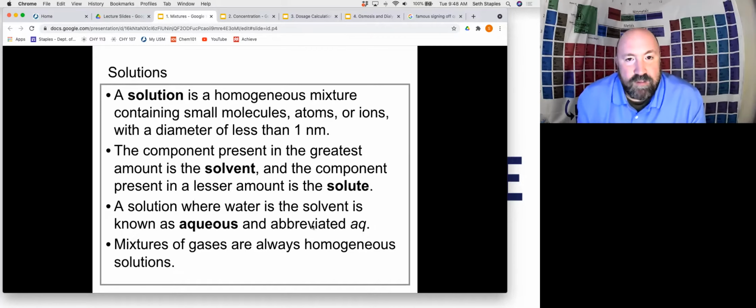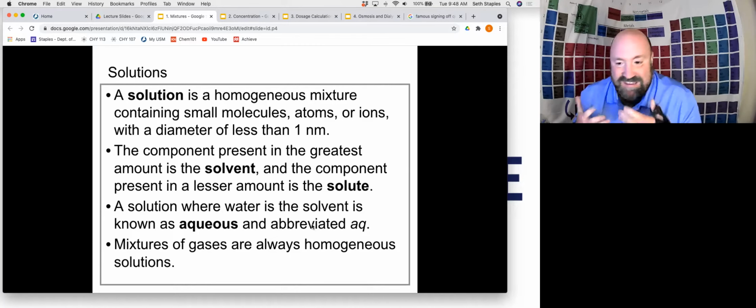The type of mixture that we are most likely going to be working with in this course is a solution. Solutions are homogeneous mixtures that consist of small molecules, atoms, or ions with diameters less than a nanometer. So very, very small particles that end up evenly distributed throughout the whole solution, and they don't settle out. The component that's present in the greatest amount is called the solvent. It's probably a term you've heard before. The component in the lesser amount is the solute.